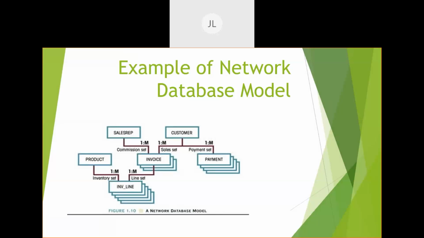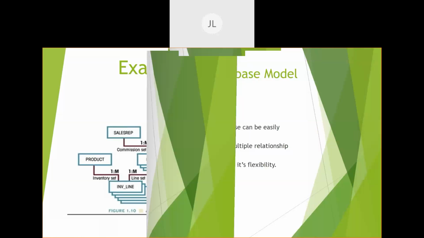Let's suppose we want to find details about a particular invoice made by a particular customer and his payment details also. As we can see here, the customer table is directly linked with the invoice table and the payment table, so we can easily grab and find out the details from these tables.